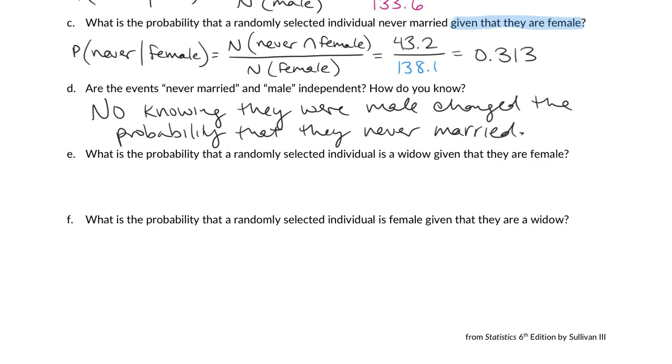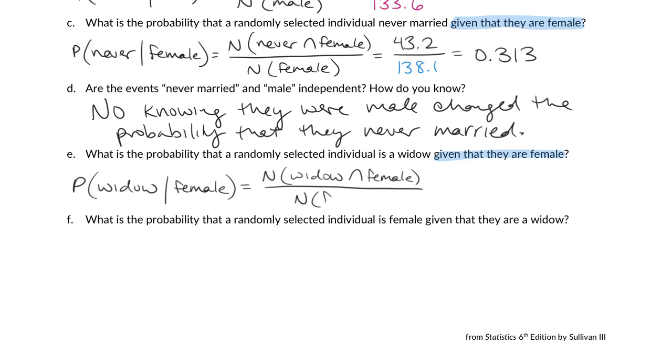Again, okay, we see given. This is the same total we just used, because we're still saying out of the females, what is the probability that they are a widow? If I were to write this down as a formula, I would say I'm finding the probability that an individual is a widow given that they are female. So I'm looking for the number of the overlap between widow and female. And I'm going to divide it by the number that are female. Divide it by the given.